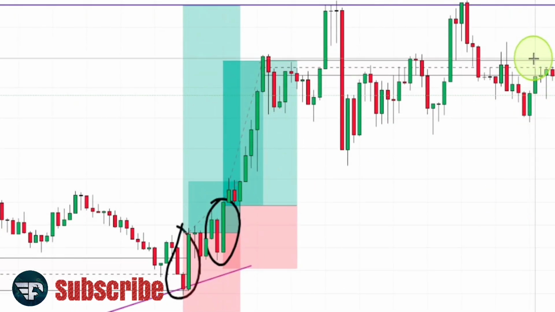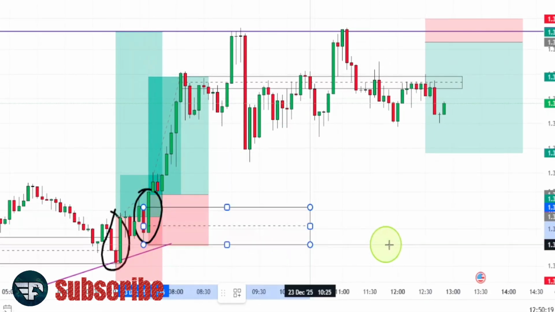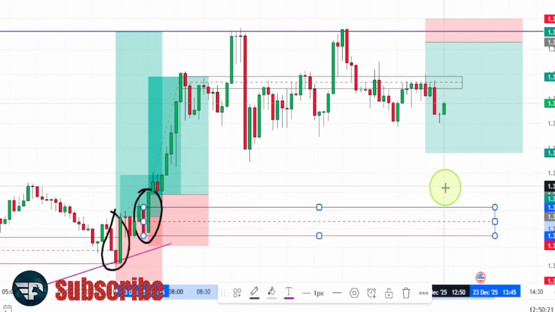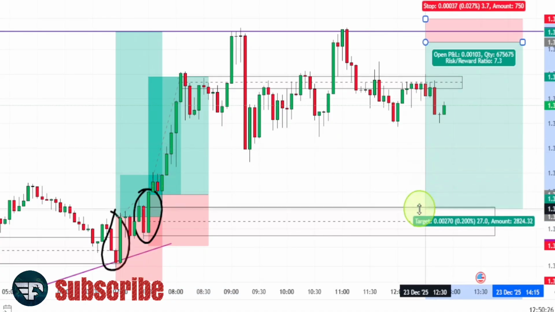Now we're expecting to take a sell from here to the downside, targeting this area here as our first TP, somewhere around here as our second TP. Our first TP was somewhere here, targeting this area as our second TP, guys.